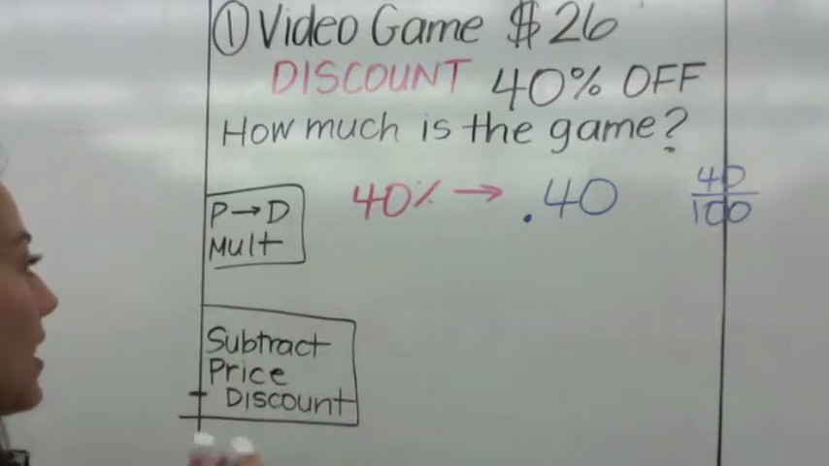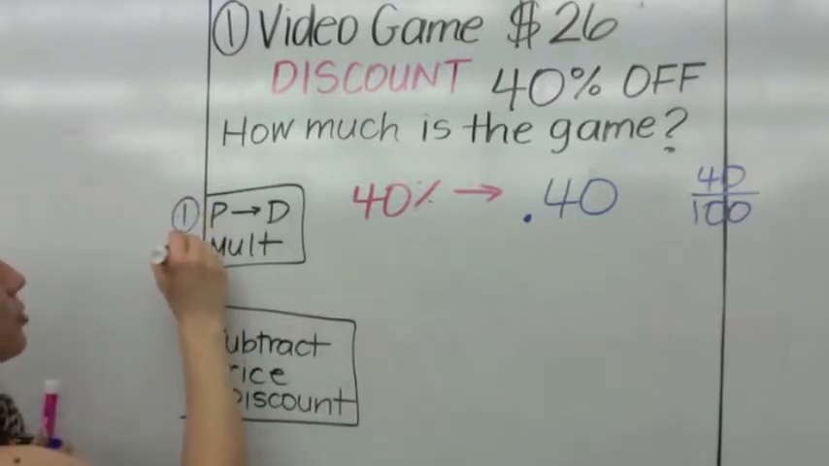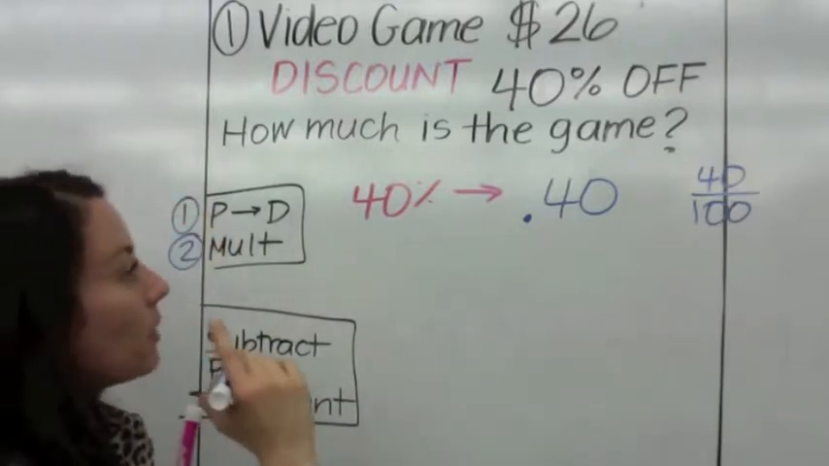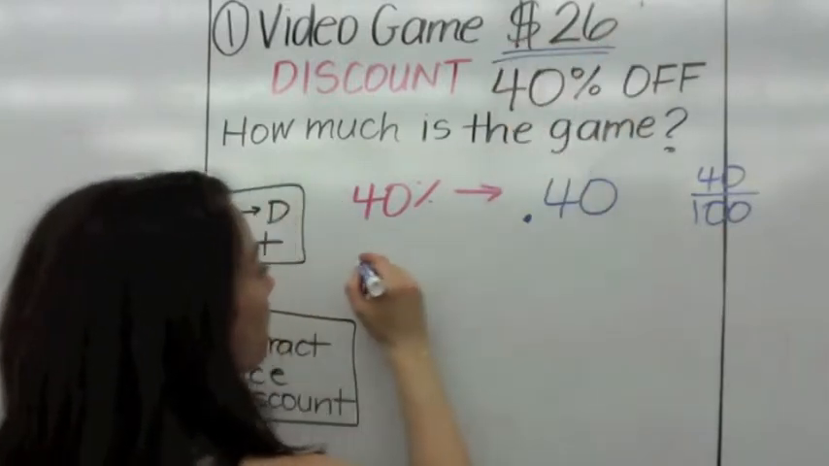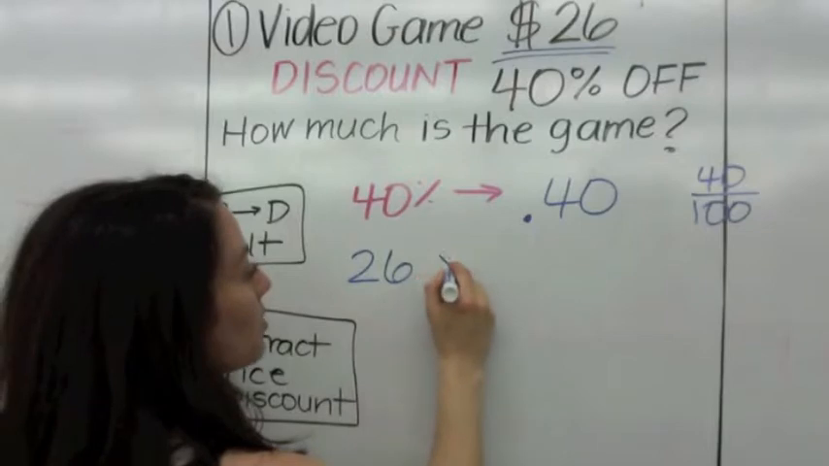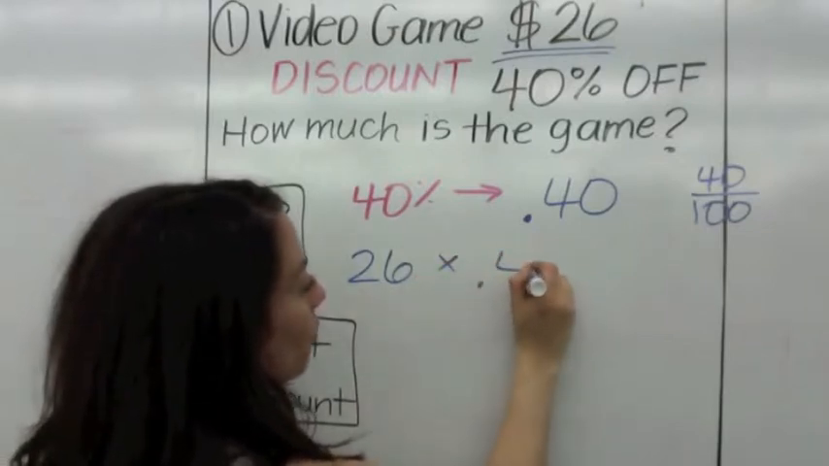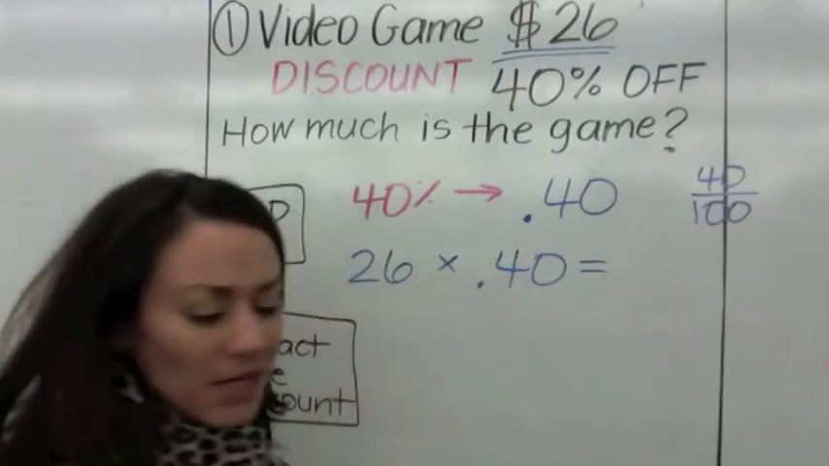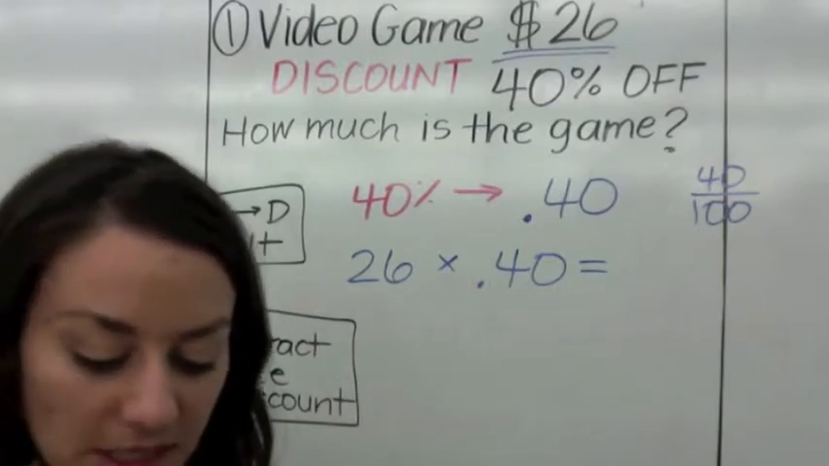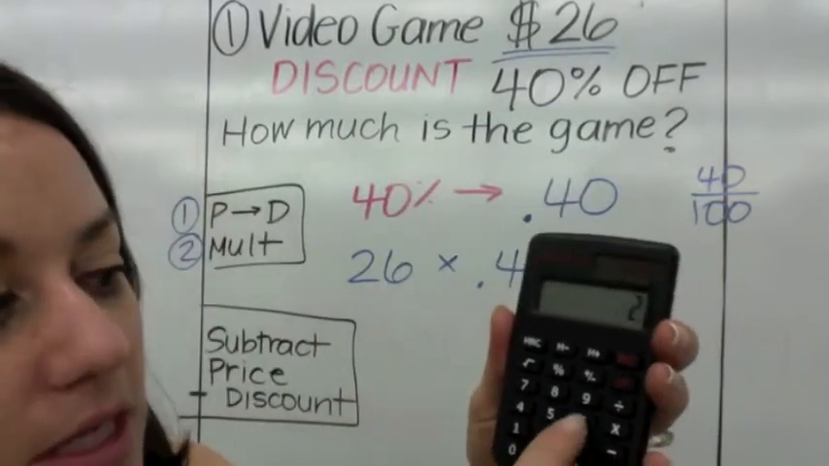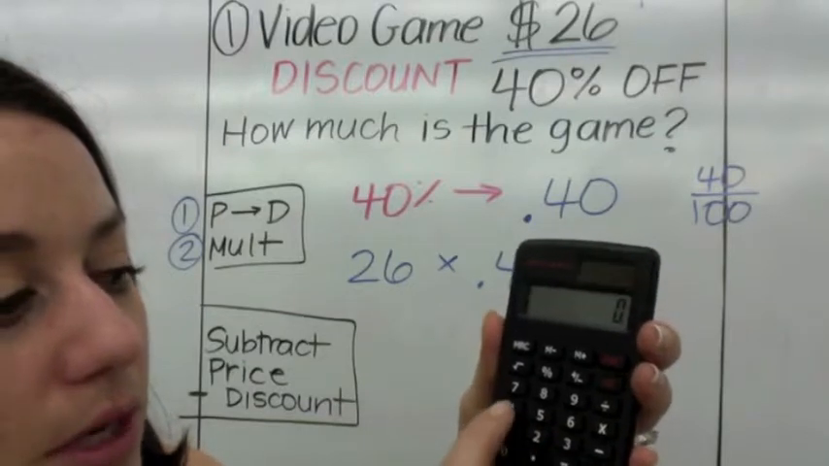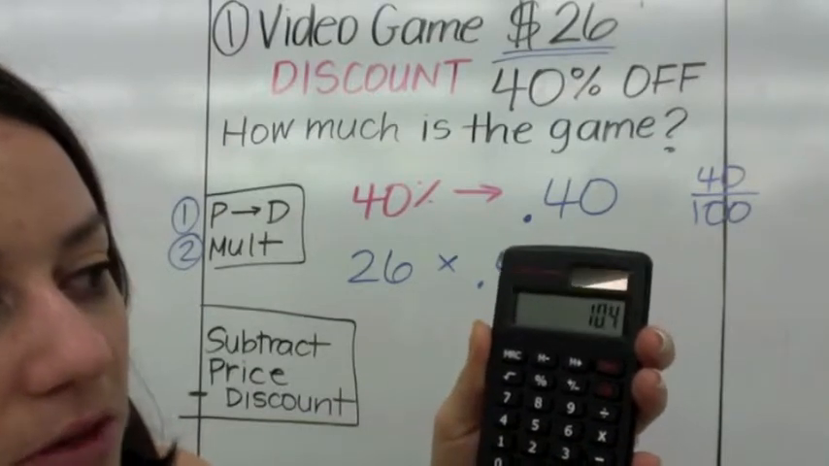That's step number one. Step number two is to multiply. What are you multiplying? Well, you have to take $26 and multiply it by that percentage, 40%. First, find what is 40% of 26. So let's do it in the calculator now. You ready? We have $26 times 40%, which is what is 40% of 26.